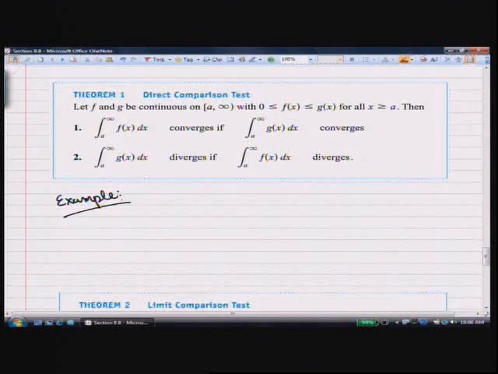I always found these a bit challenging because I never knew what to compare it to. I think you sort of get a sense of what would be a good one after you work enough of these.